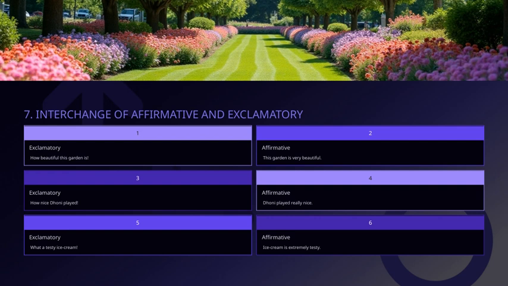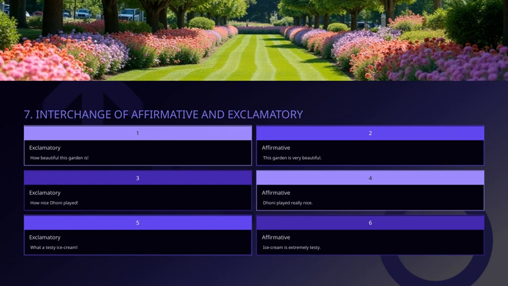Now, on the other hand, we have the affirmative sentences. Instead of using exclamations, these are straightforward statements. For instance, "This garden is very beautiful." This sentence shares the same idea but in a calmer, more neutral tone. Likewise, "Dhoni played really nice," and "Ice cream is extremely tasty" convey the same feelings but without the exclamation marks.